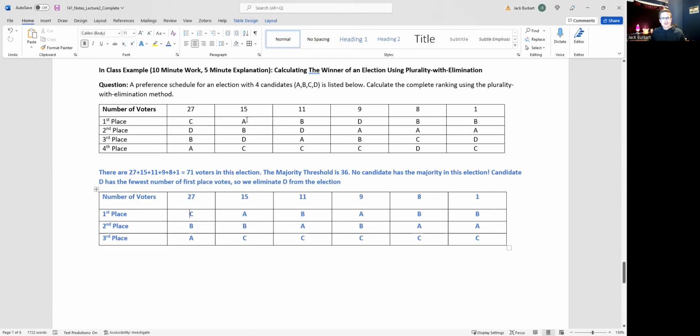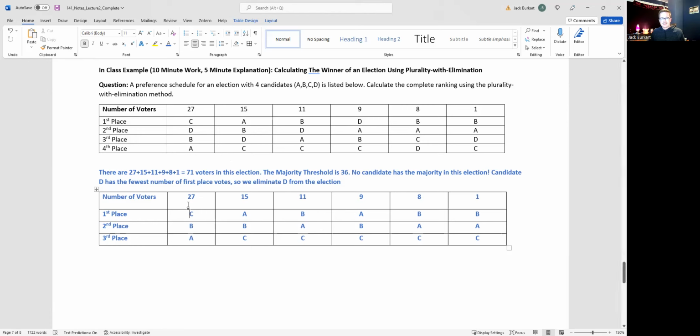So D is removed right here. So A is preferred to B. C moves up to third place in this column. And then A moves up to first place in this column right here as D was eliminated. This might not be necessary amounts of work to do, but if you just create a new table and tabulate the new election with a candidate removed, then you can start the next step of a plurality with elimination election.